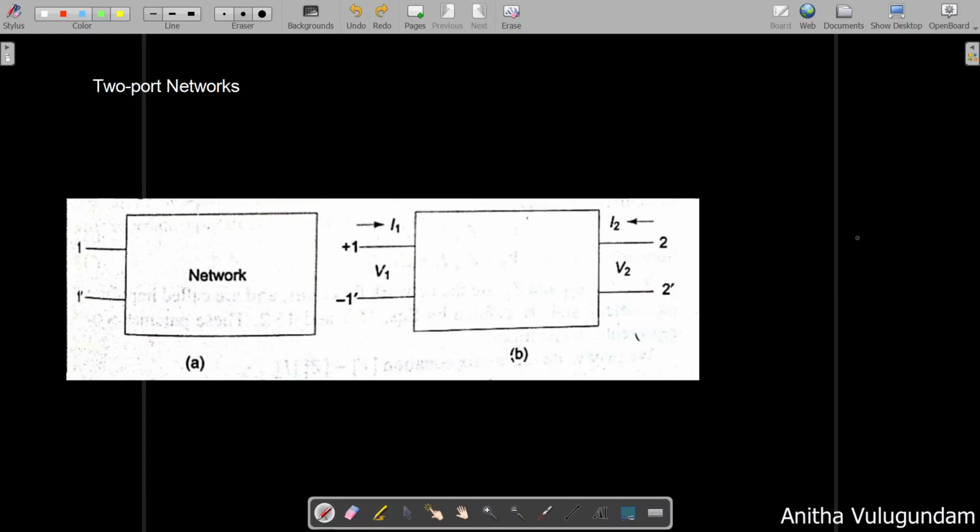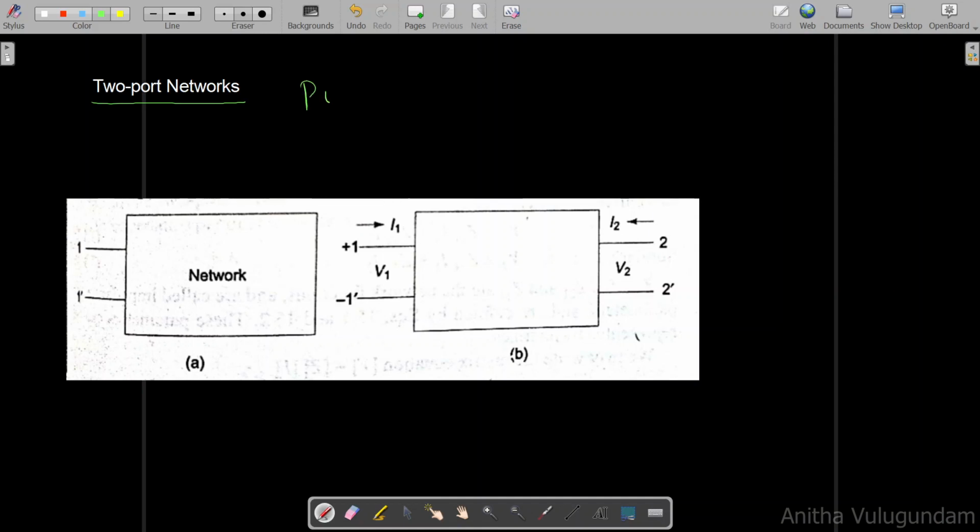In this video, I will give you the introduction of two-port networks and open circuit impedance parameters, also called Z parameters. Two-port networks. Generally, any network may be represented schematically by a rectangular box. A network can be used for representing either a source or a load, or for a variety of purposes.